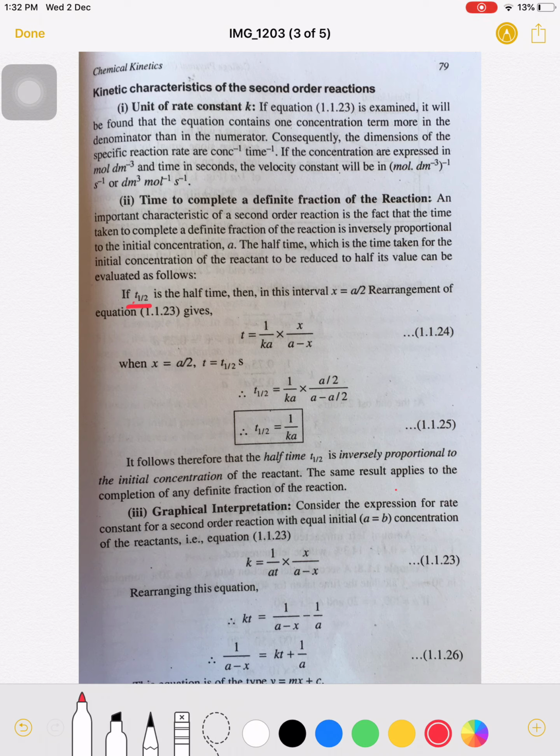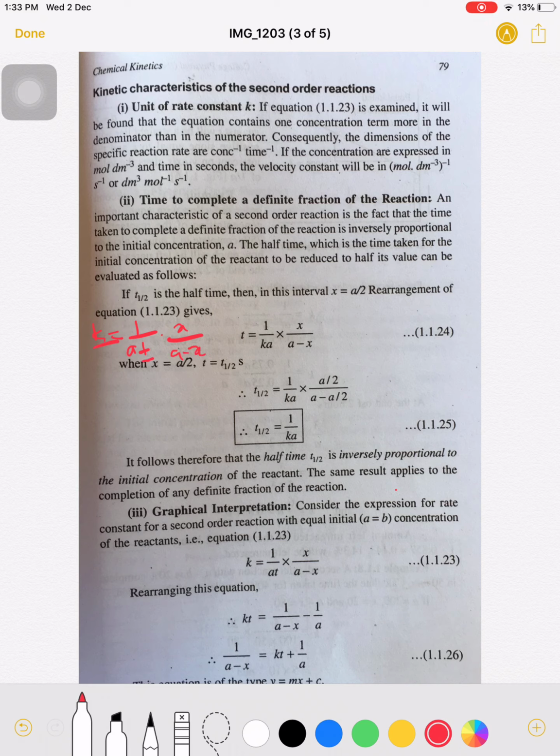That means X formed is A by 2. So X is nothing but the amount of reactant converted or the amount of product formed. So the amount of product formed is half of the reactant, that is X is equal to A by 2. So by putting this value into the rate constant for the second order reaction, that is K is equal to 1 upon A into T, X upon A minus X.